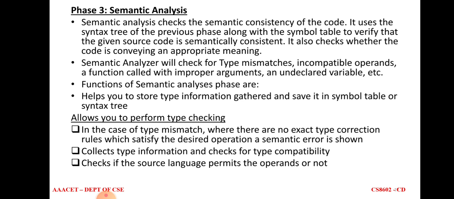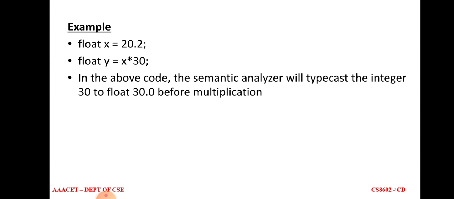And the third one is semantic analysis, which is mainly used to check the meaning of the source program. It is also used to perform the type checking operation. Let us take the example. float x = 20.2. float y = x * 30.